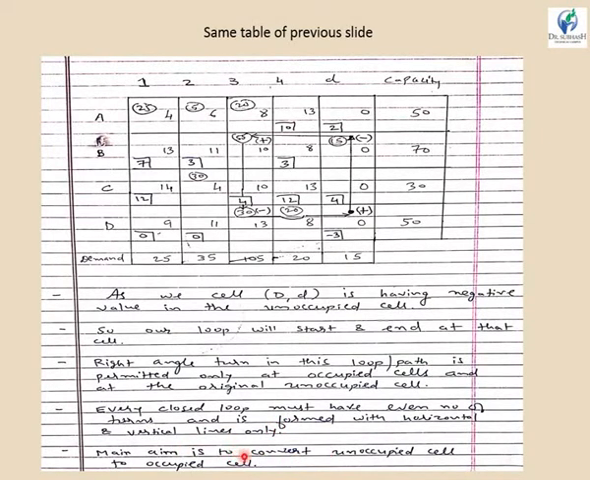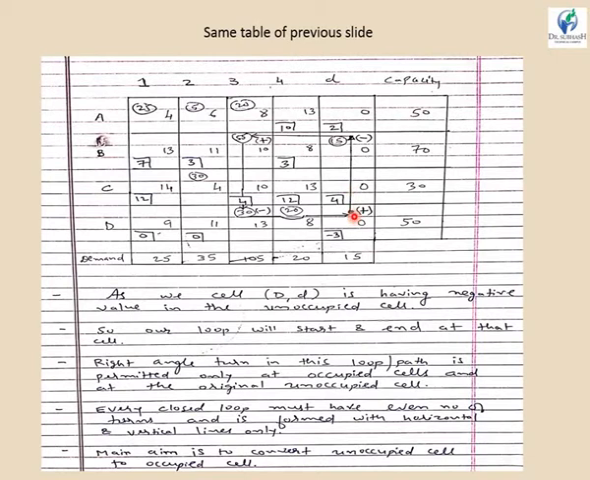The main aim is to convert the unoccupied cell to an occupied cell. So this unoccupied cell we will try to convert into an occupied cell. That will be the starting point of the loop and the end point of the loop. So this is your starting point. That value will be signed with a positive sign over here, and then you will have to alternate the signs in the loop. So the loop is always drawn till this vertical line is extended to this occupied cell, because as per the rule, a right turn in the loop is permitted only at the occupied cells.